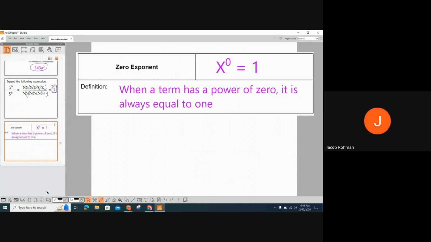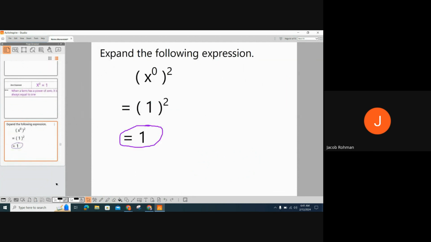Okay, so the zero exponent law or rule says that any base with a 0 power is equal to 1. So when a term has a power of 0, it is always going to be equal to 1. So what we can look at here is that inside the parentheses, x to the 0 power is just going to be this 1 down here. And then we know that 1 squared, so that's this portion, is going to be just 1 again. So here we get the simplified answer of 1.